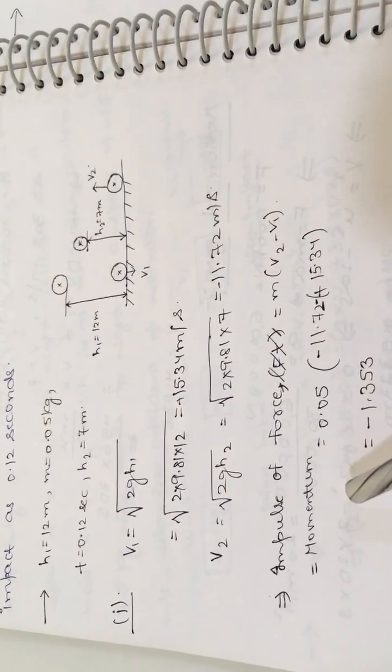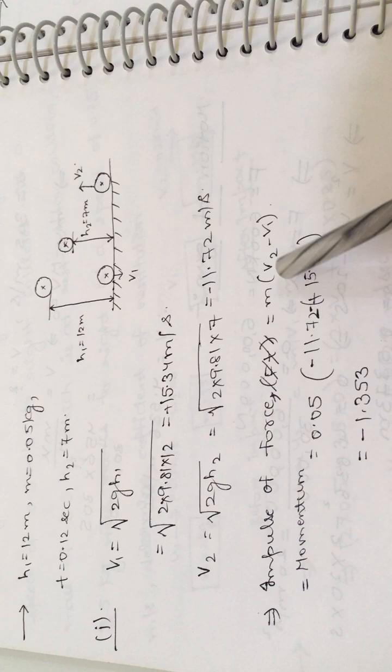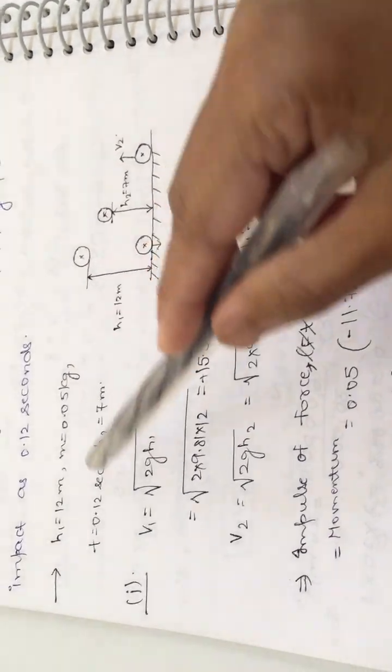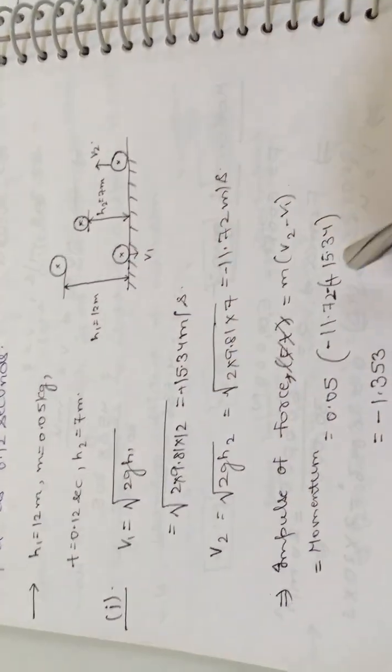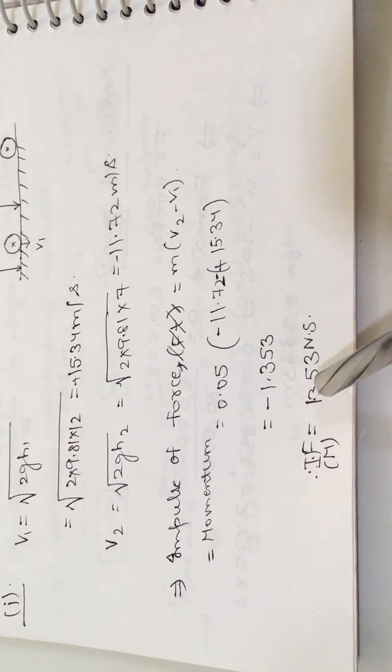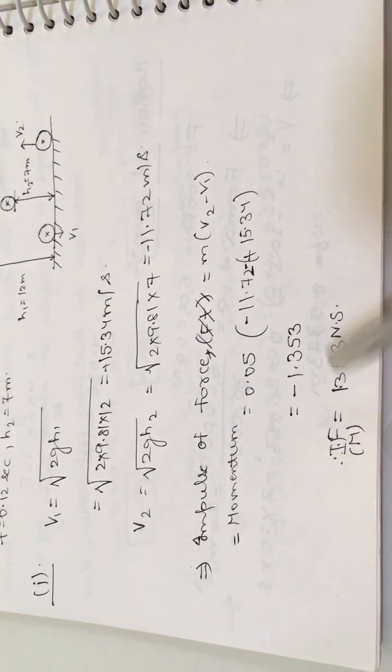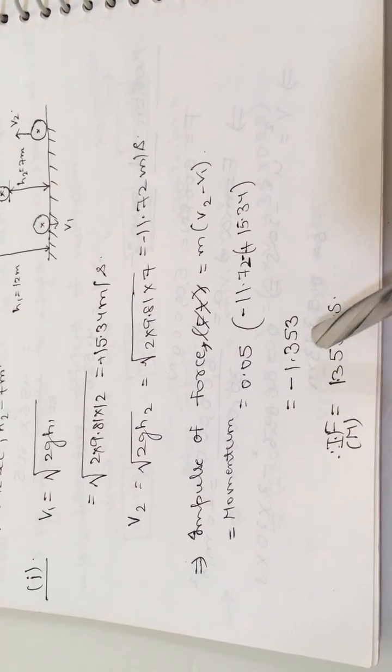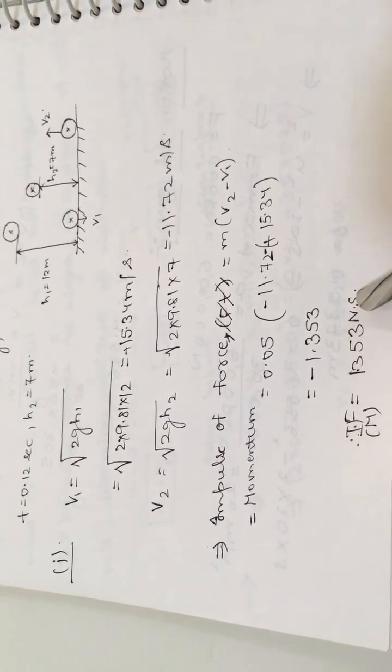Now we know the momentum formula as mass into (v2 minus v1). Substitute all the calculated values and the mass value in this formula. We will get the value as 1.353 Newton second. So this is the value for the impulse of the force, which is nothing but the momentum change.